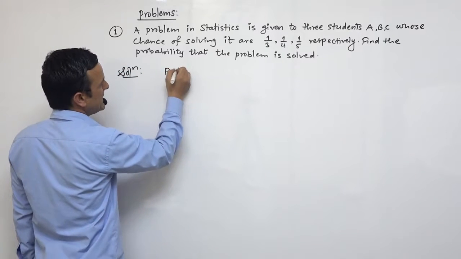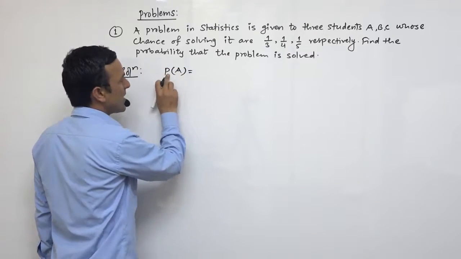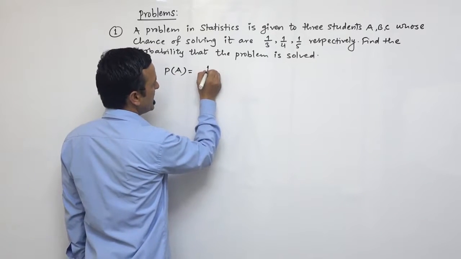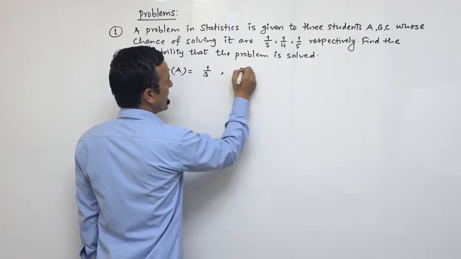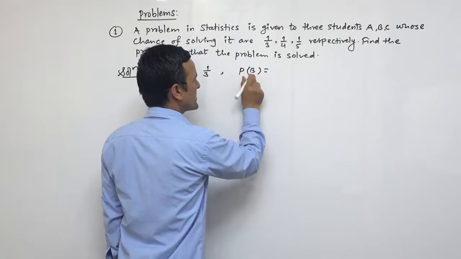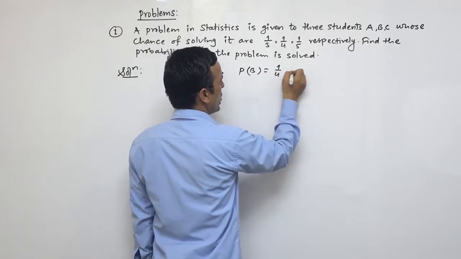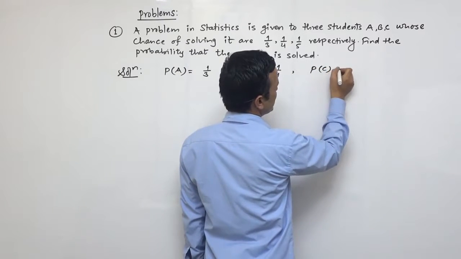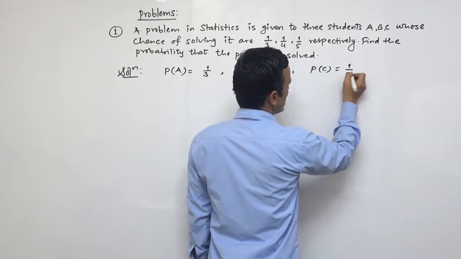first of all P(A). This is given. The probability of solving this problem by student A is 1/3, the probability of solving this question by B is 1/4, and the probability or chance of solving this question by C is equal to 1/5.